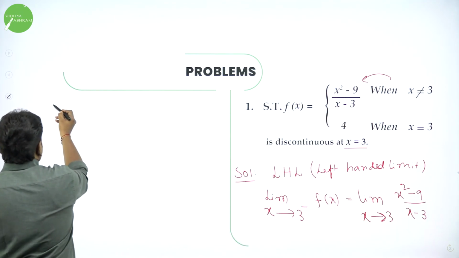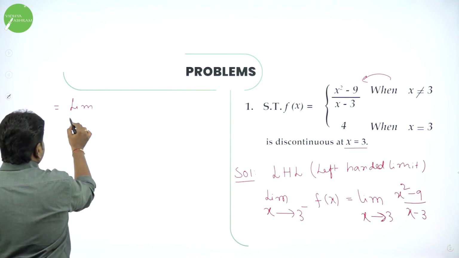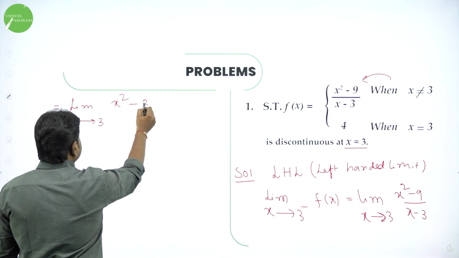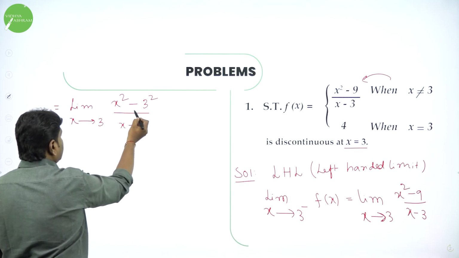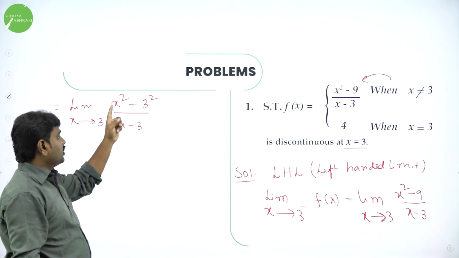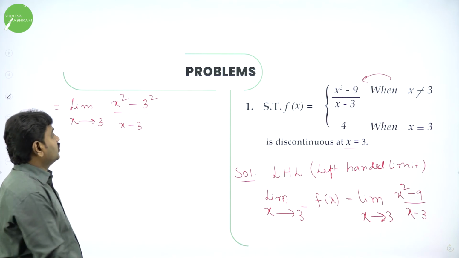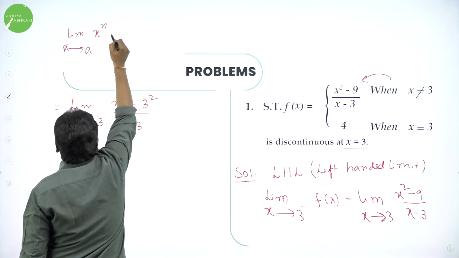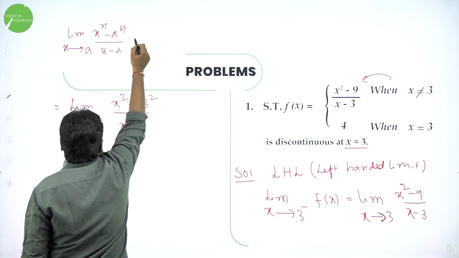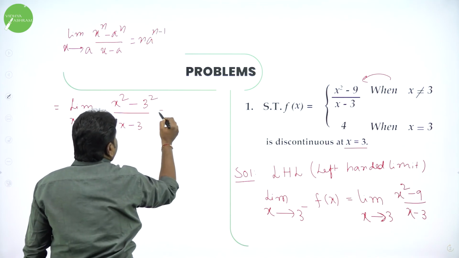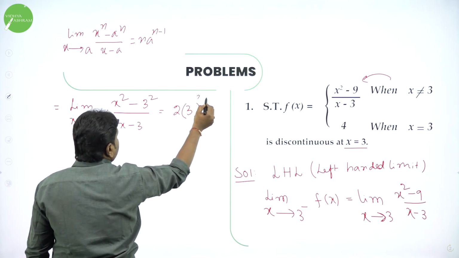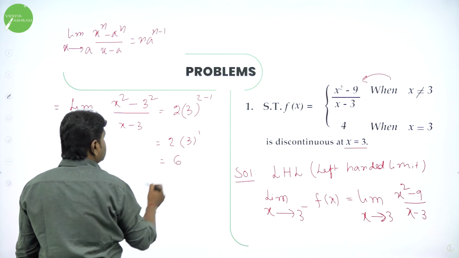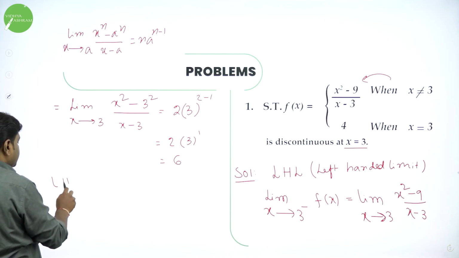So now further I'll write it here. That is limit x tends to 3, we have x square minus 9. Can I write 9 as 3 square divided by x minus 3. Now apply limit. You can observe it is in the form x power n minus a power n by x minus a. You know the theorem. What is the theorem? Limit x tends to a, x power n minus a power n by x minus a can be written as n into a power n minus 1. So I'll write it as 2 into 3 power 2 minus 1, that is 2 into 3 power 1, that is 2 3 is 6. So now you got LHL is equal to 6.